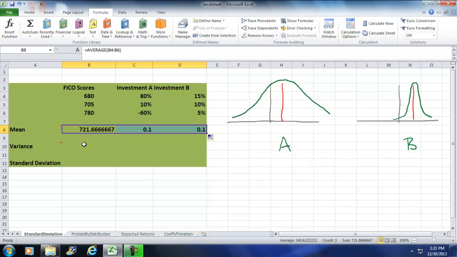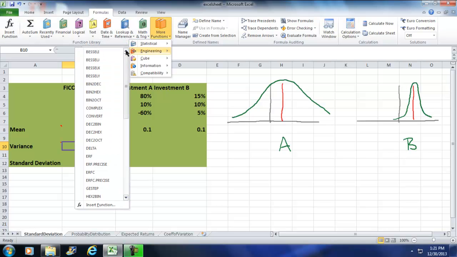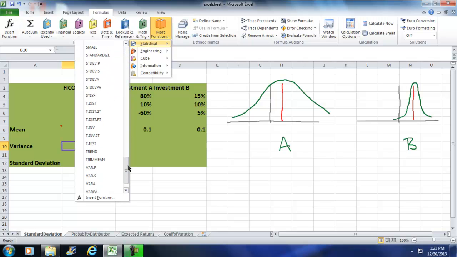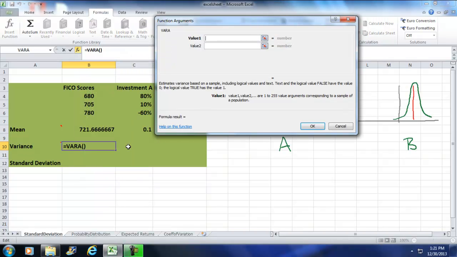So let me go ahead and do the variance. Now the one thing I want to mention here with variance is the variance is not in the same units of the FICO score, the investment A, investment B. It's just a number. So in order to make that number make sense, we have to take its square root, which is the standard deviation. Now I'm going to go ahead and calculate it, and there's a couple. I can use the variance for a sample here, but I'm going to go ahead and use this variance. This way I can grab each of the values and I can kind of tell you what's going on.